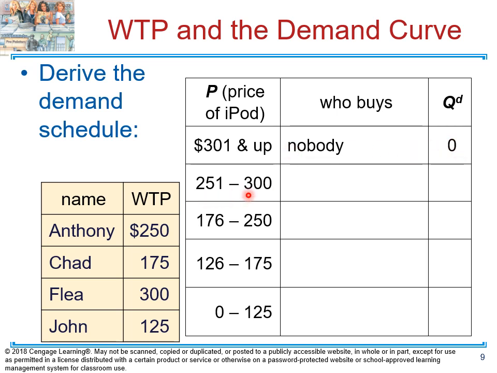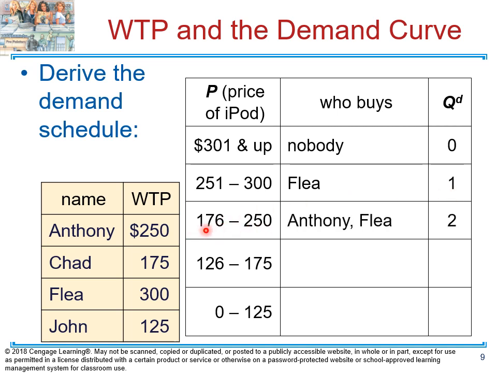Now between $251 and $300, who's going to buy the good? Flea will, yes? Flea is willing to pay $300. The next in line with the highest willingness to pay would be Anthony at $250. He would not pay $251. So in this price range of $251 to $300, Flea is the only one who demands the good, and the quantity demanded in the market is 1.